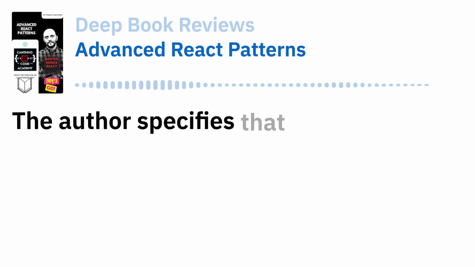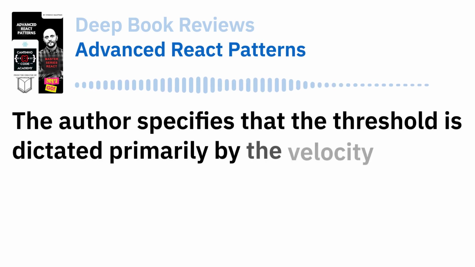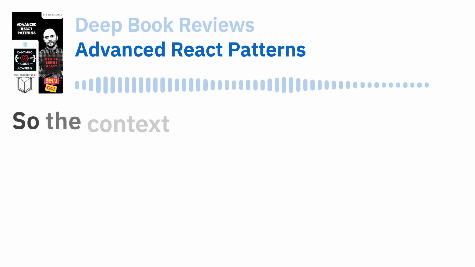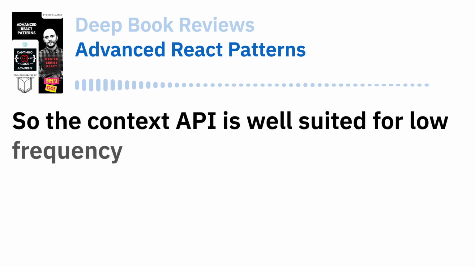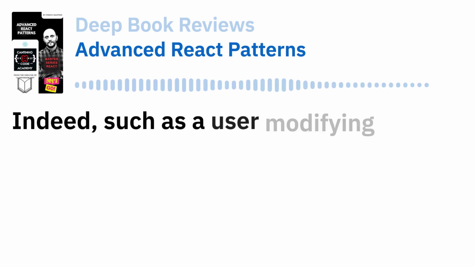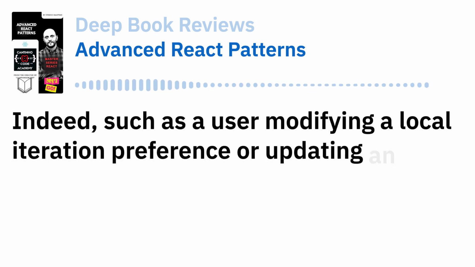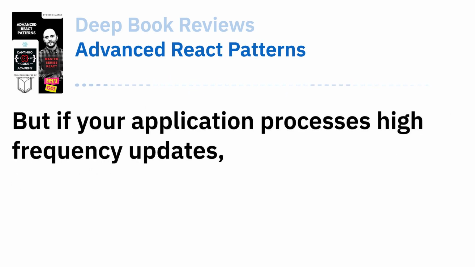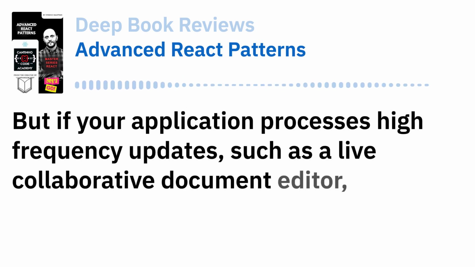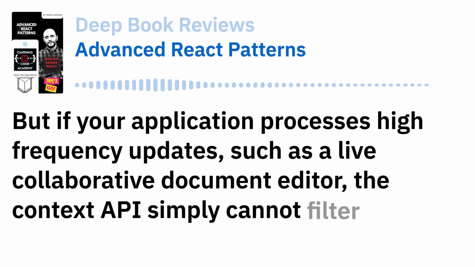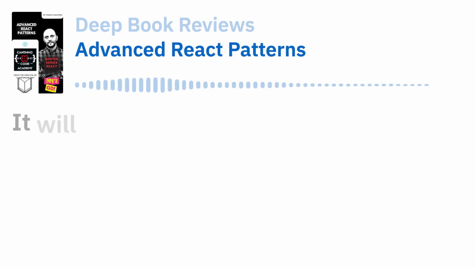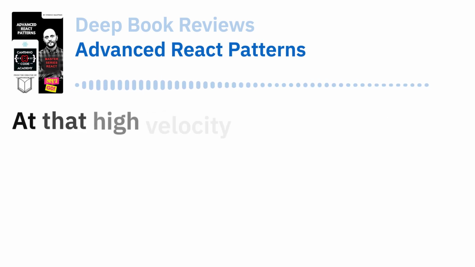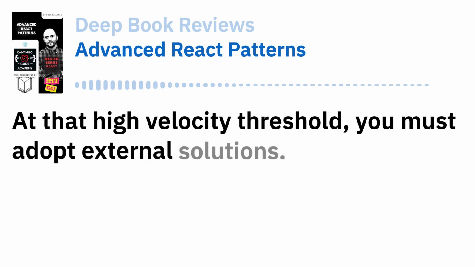The author specifies that the threshold is dictated primarily by the velocity of the state updates and the complexity of the asynchronous side effects. So the context API is well suited for low-frequency updates. Indeed, such as a user modifying a local theme preference or updating an avatar image. But if your application processes high-frequency updates, such as a live collaborative document editor, the context API simply cannot filter the rendering cycles efficiently enough. It will trigger an unacceptable volume of unnecessary component recalculations. At that high-velocity threshold, you must adopt external solutions.